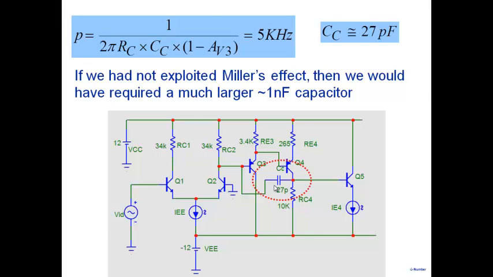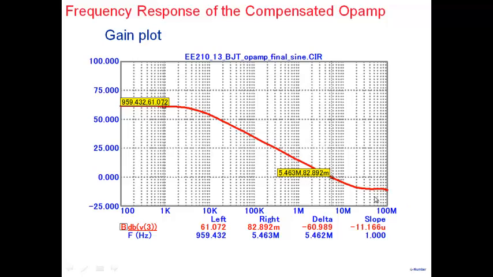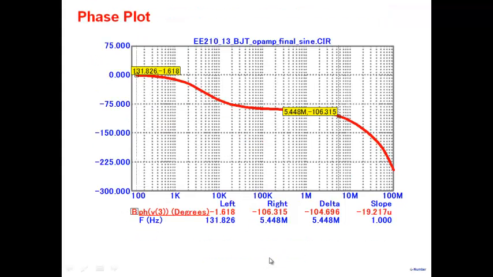When we simulate, note that my UGF goes to about 5.43 megahertz. We had designed it for 5 megahertz, so it comes out to be 5.43. We know that there are going to be errors, 5.43 and 5.46 megahertz. And for this value, our phase margin turns out to be 73 degrees, which is a fairly reasonable value.